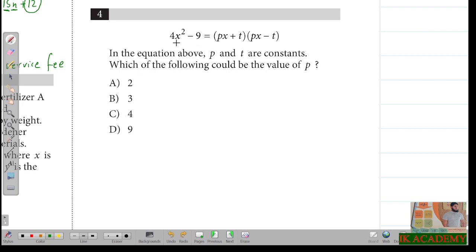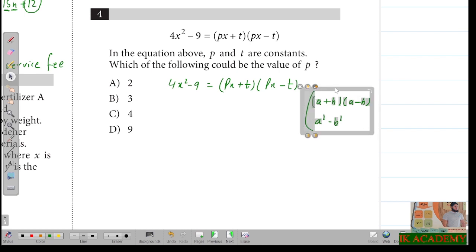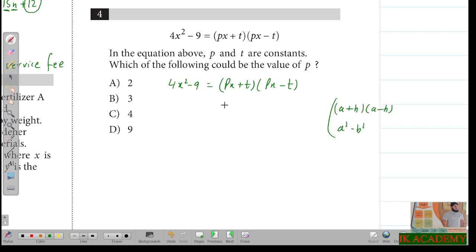So we need to compare the left side with the right side. Then comparatively we can consider the value of p. Let's solve it. From the left side we have 4x squared minus 9 equal to (px plus t) and (px minus t). So here we have the formula (a plus b)(a minus b) is equal to a squared minus b squared. So we can use this formula to combine the right side.